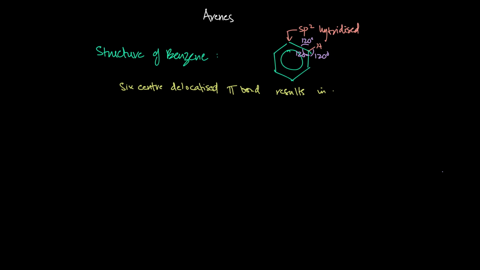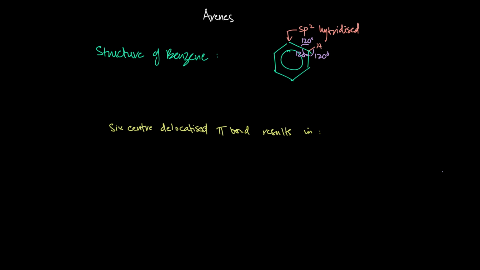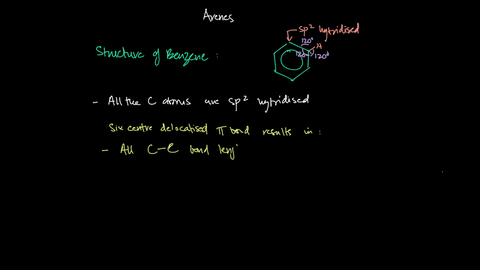Now what we have over here is that, first of all, when we talk about benzene, we can say that all the carbon atoms are sp2 hybridized. And because you have this pi bond, all the carbon-carbon bond lengths are equal.